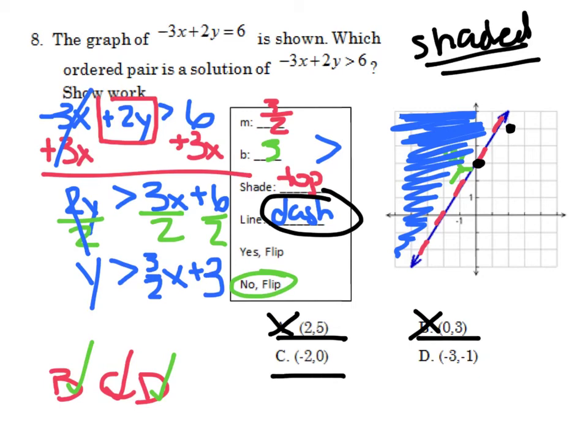Negative 2, 0. Well, that point is also on the dashed line, so that's also not the answer. So let's make sure that D is correct. Negative 3, negative 1, what do you know? That's the only point in the shaded area.